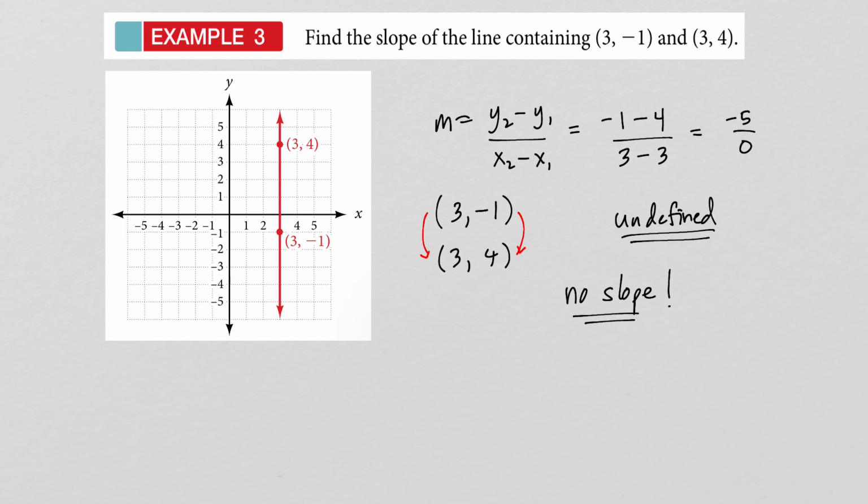Now, that's very different from a line that has 0 slope. Remember, 0 slope, or in other words, if the slope is equal to 0, that's going to be a line that is flat. This line here is vertical, okay? A vertical line has no slope. And a way to think about this is that this line is infinitely steep, right? Whereas this line is completely flat. So 0 slope and no slope are two completely different things.